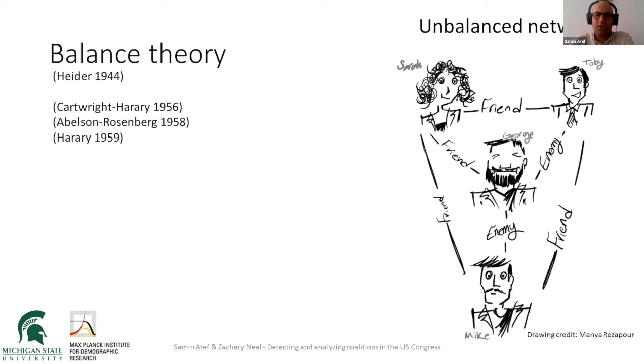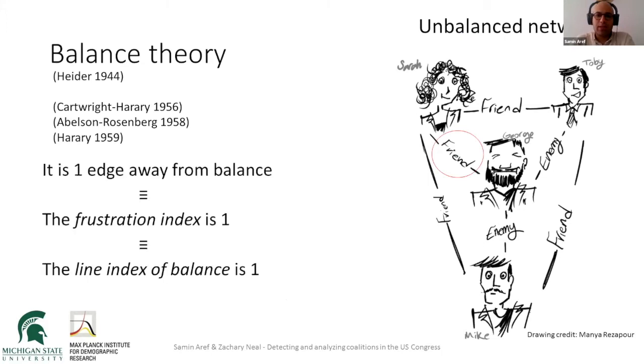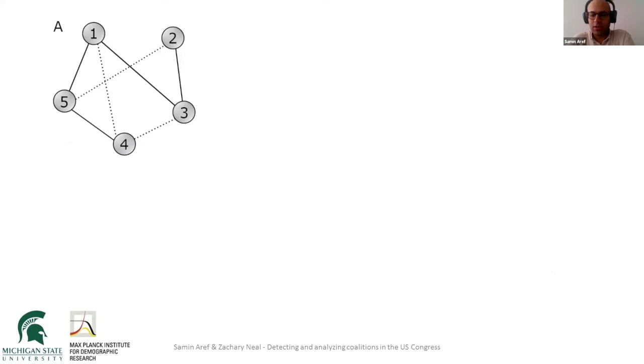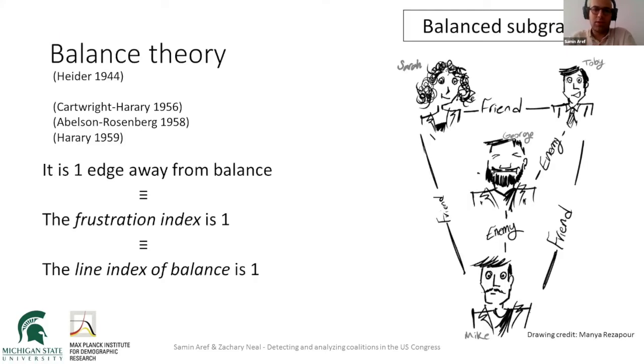But the interesting observation here is that oftentimes there are only a few edges that can be removed to make the network balanced. So in here, if we can destroy the friendship between Sarah and George, the network becomes balanced. So we express this idea more formally by saying that the network is one edge away from balance, or the frustration index of the network is 1, or the line index of balance is 1. So these are all the theoretical background for the work I'm going to present. When we remove this edge, what we get would be a balanced graph, and therefore we can partition the nodes into two groups based on the conditions I mentioned.